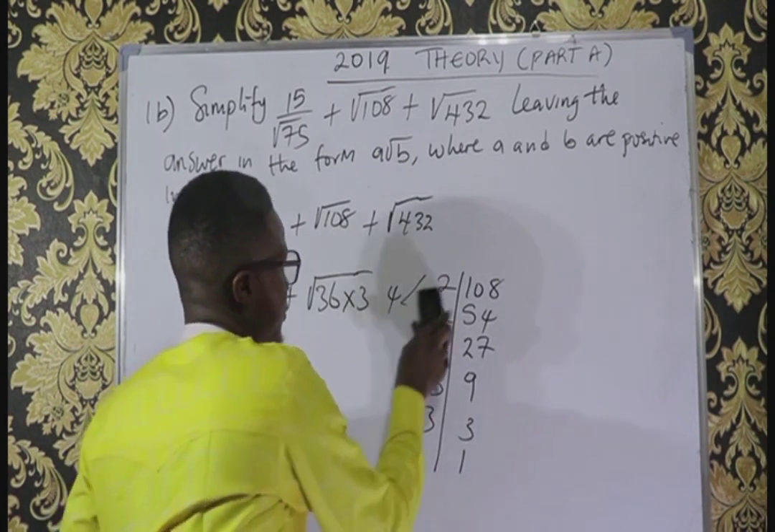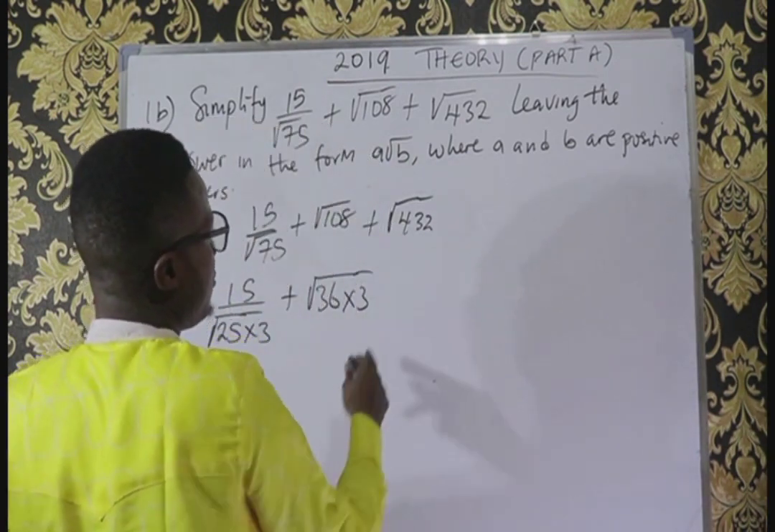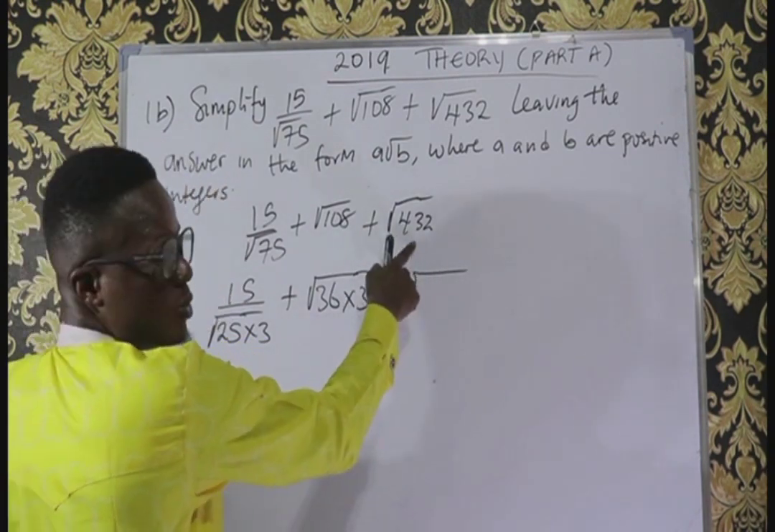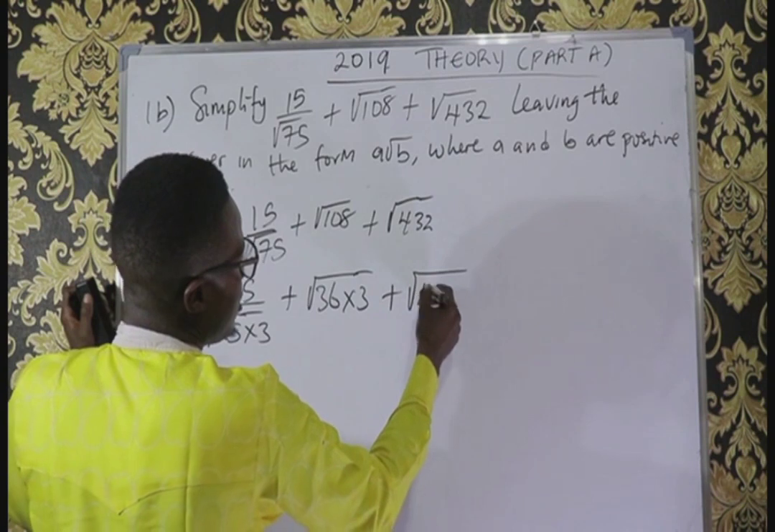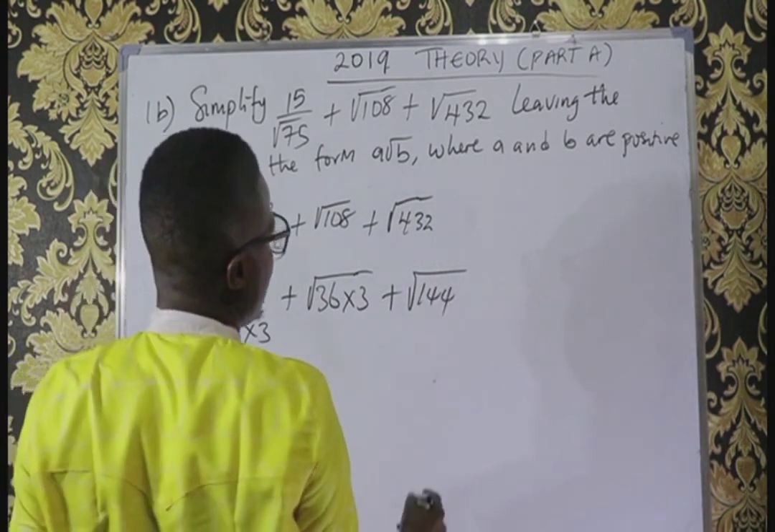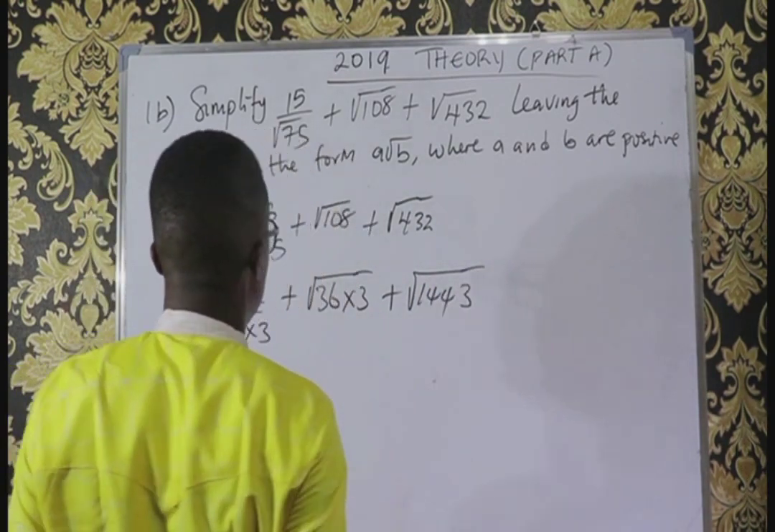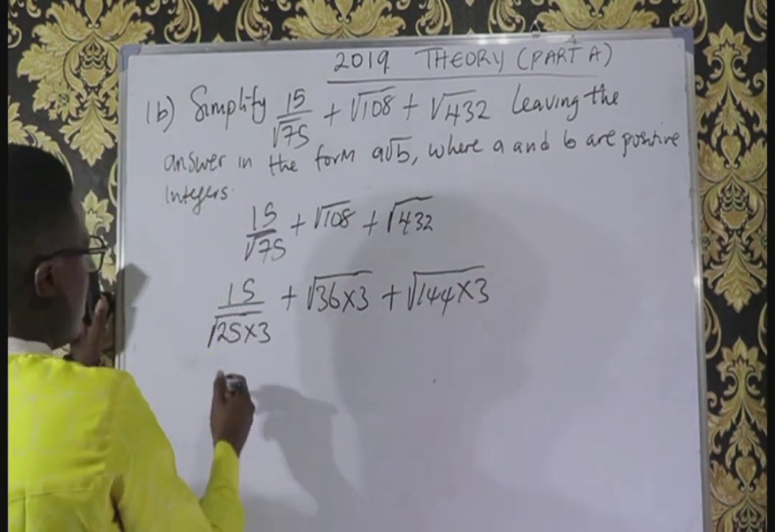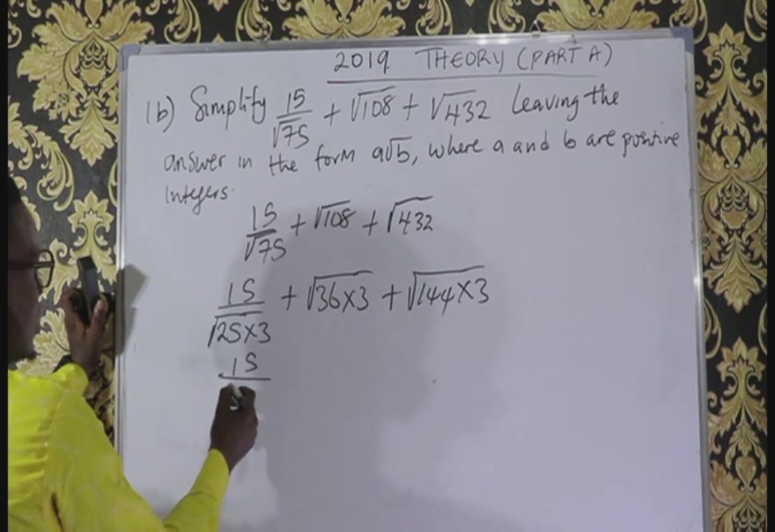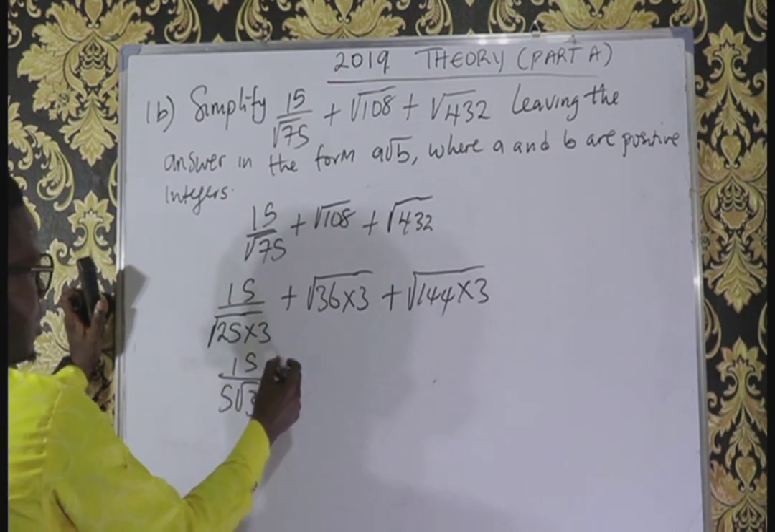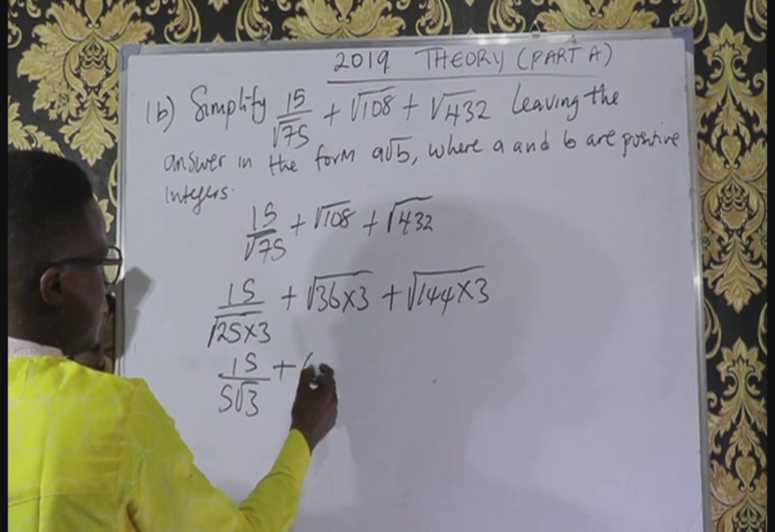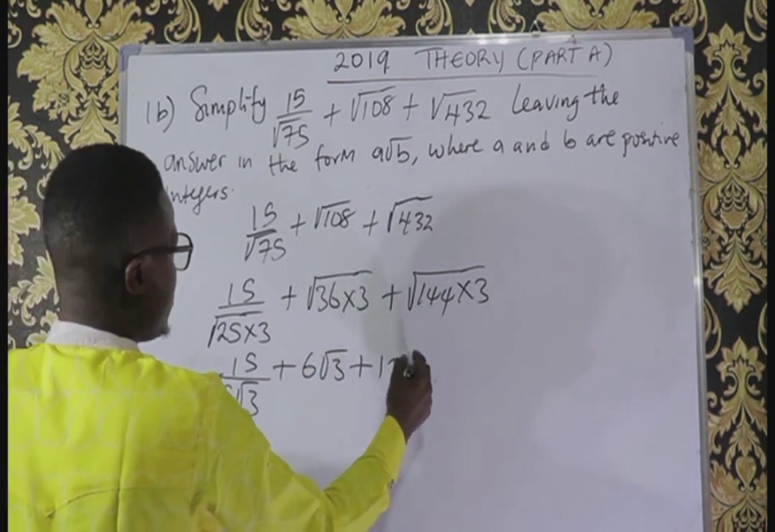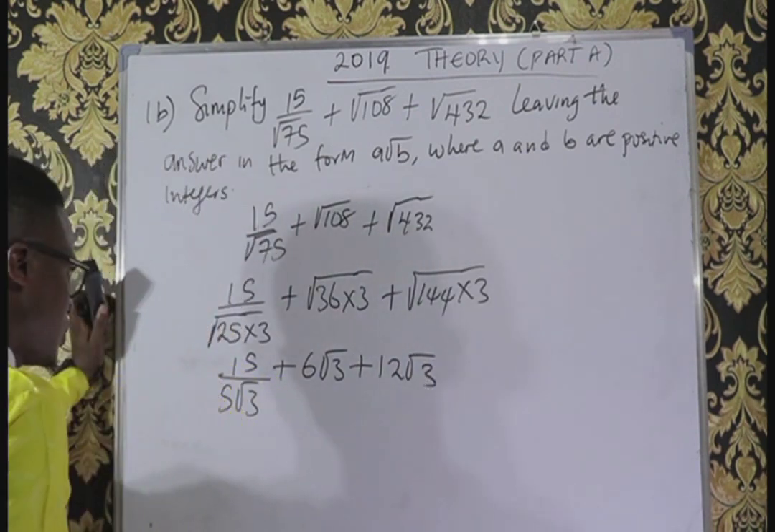The same thing can be done on 432, but let me not waste time. If you learn this, you can use it to do the other one. This should be giving us 144 and 3. 144 times 3. So square root of 25 here will give us 5 root 3, plus square root of 36 will give us 6 root 3, plus square root of 144 is 12 root 3.